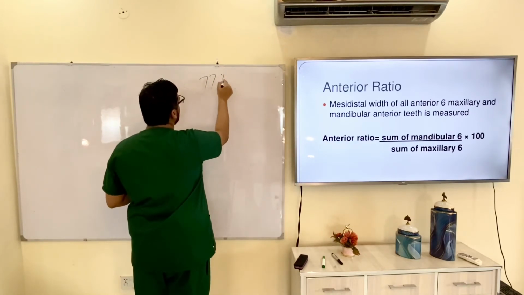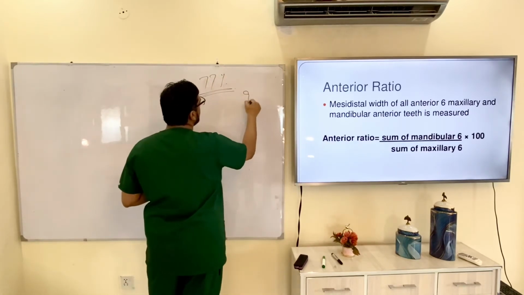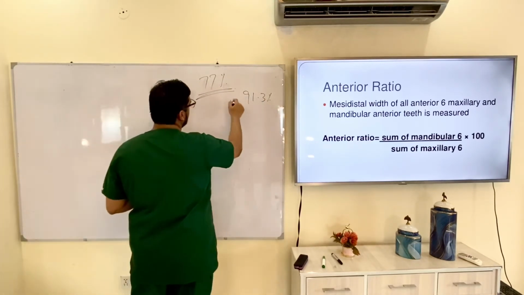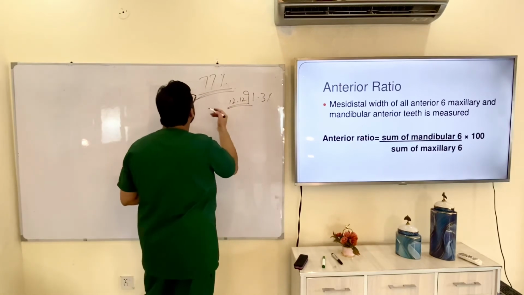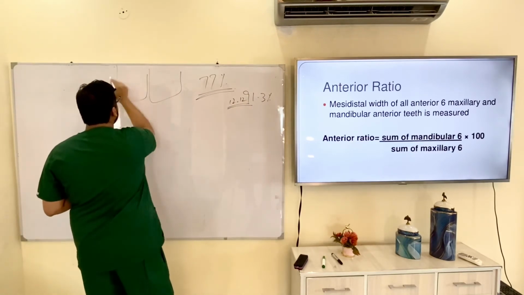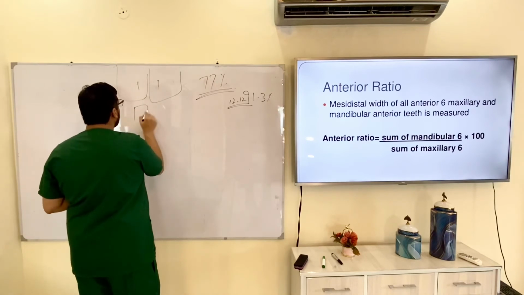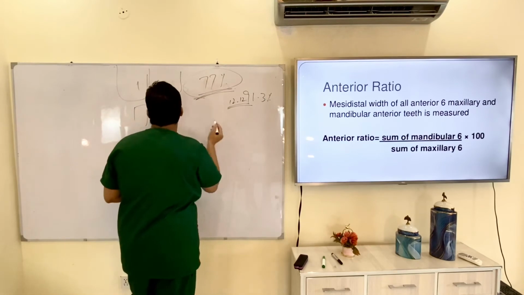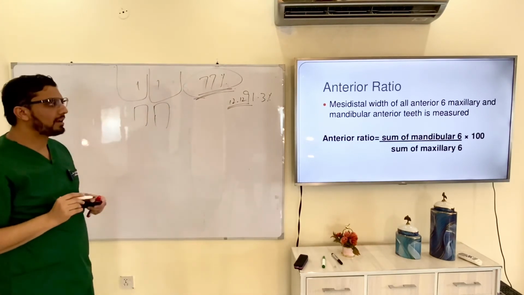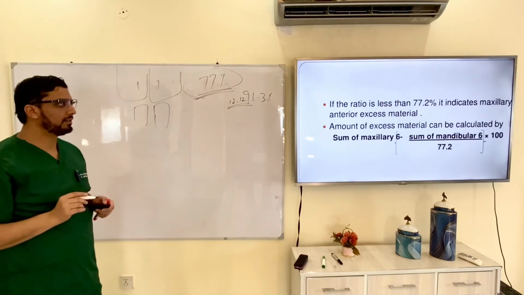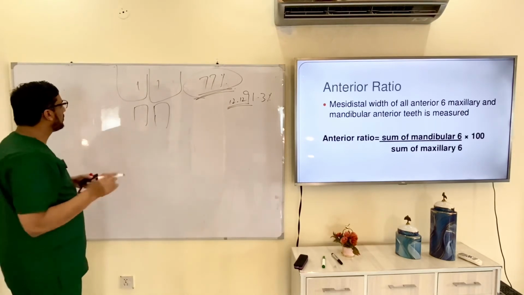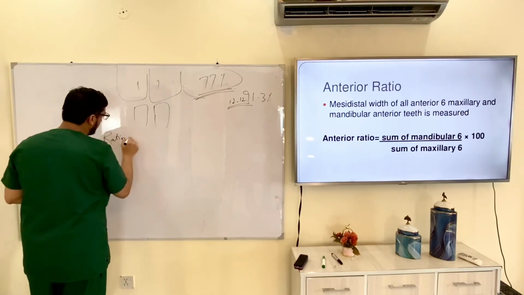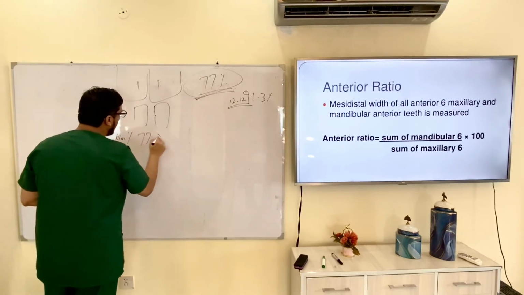Around 77% in the anterior segment, 91.3 in the upper 12 teeth, because of the discrepancy in the sizes of the upper central incisors. Here the upper central incisors are much wider in size as compared to the lower. That's why your anterior Bolton ratio is around 77.2. The ratio, or we can say the percentage, is 77.2.